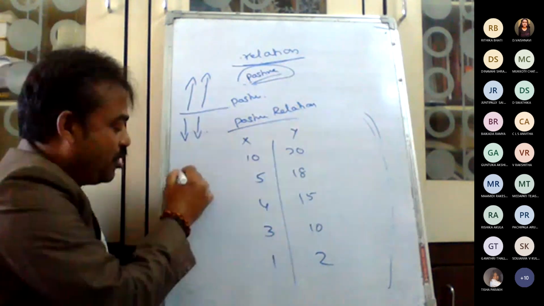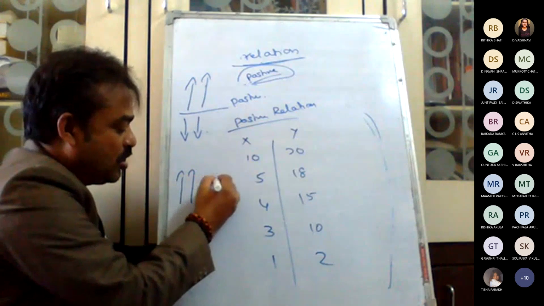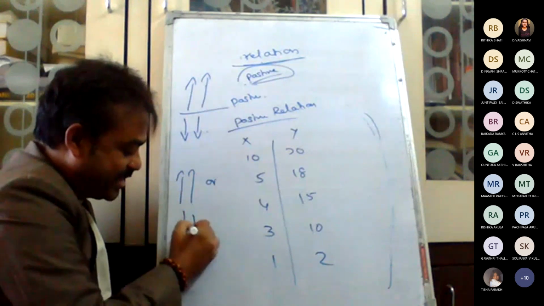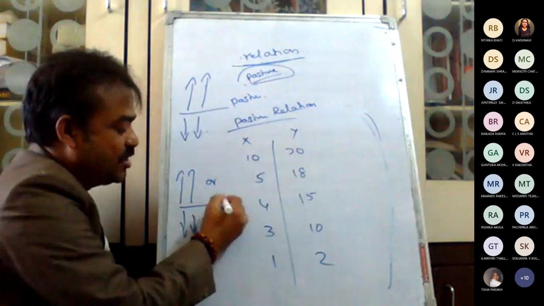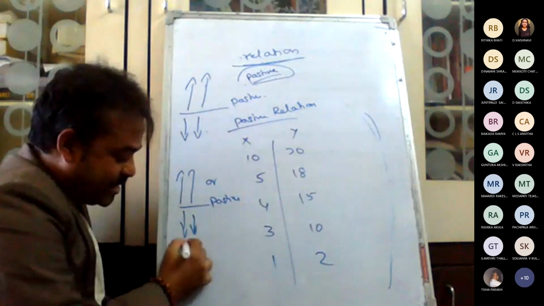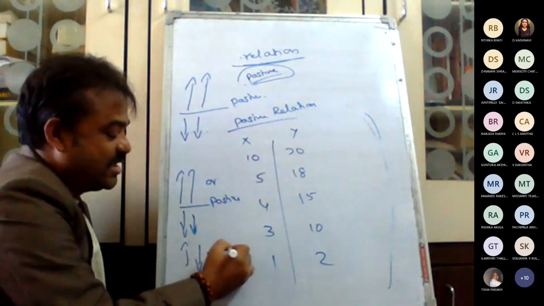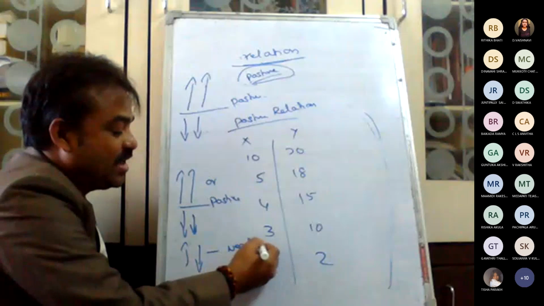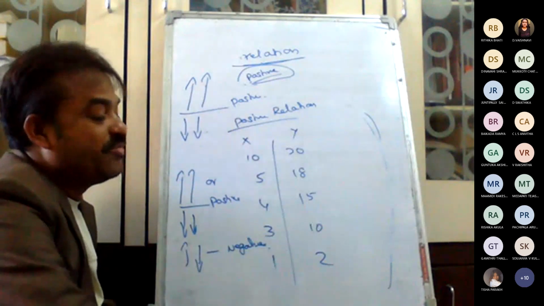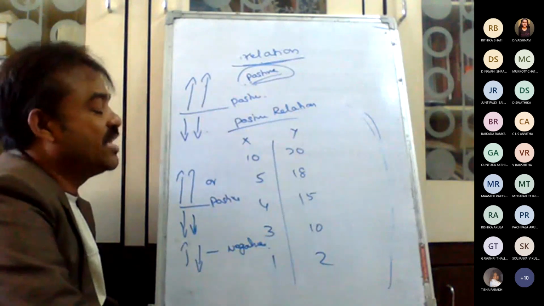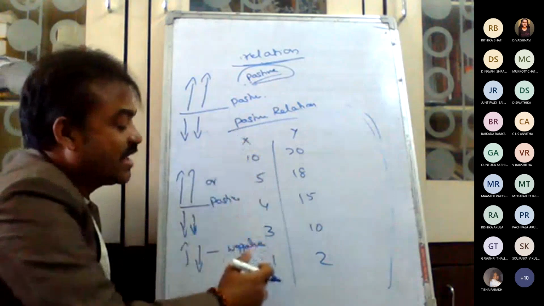Remember, if both increase or both decrease, then it is a positive relationship. If one is increasing and the other is decreasing, it is a negative relationship. So what is the relationship between these two variables? That will be known with a proper correlation.